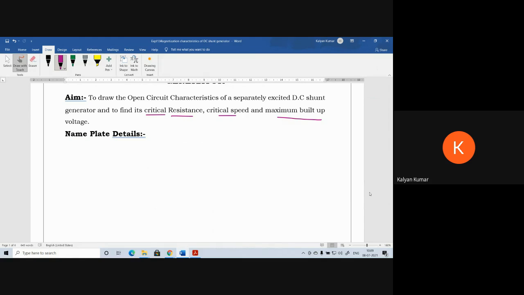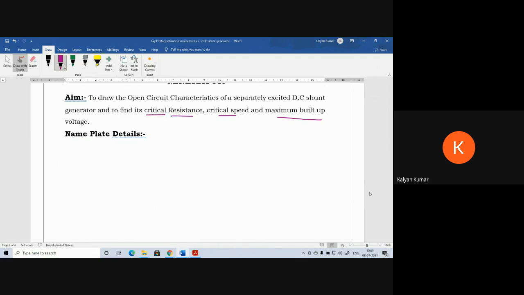If you go on decreasing the speed of the shunt generator, at a certain point the existing field resistance of the shunt generator will become equal to the critical field resistance. If you decrease the speed further, it cannot generate the voltage. So the speed at which the existing field resistance becomes equal to the critical resistance is called the critical speed.